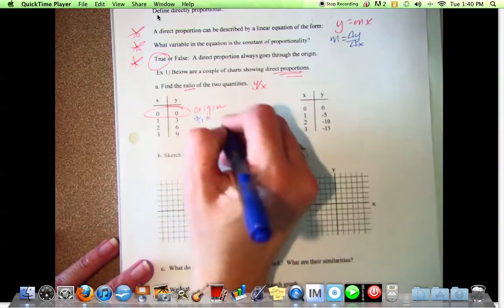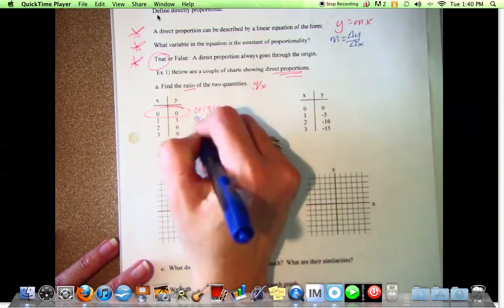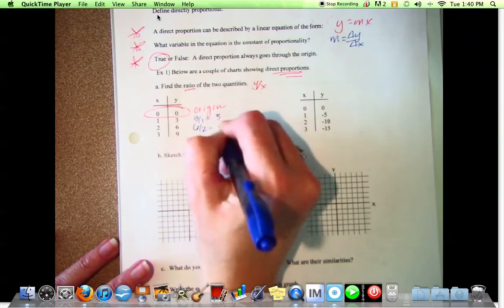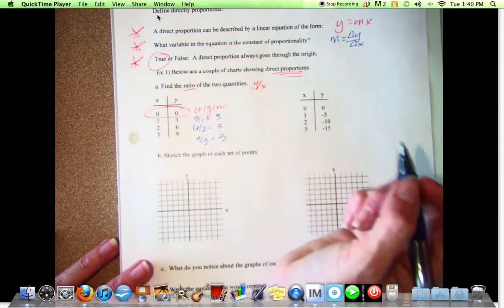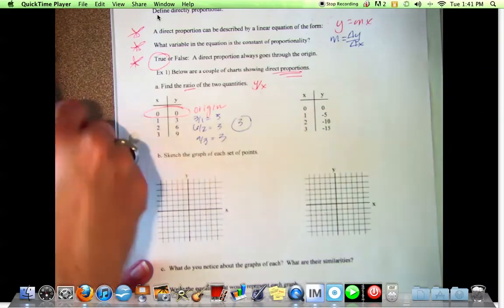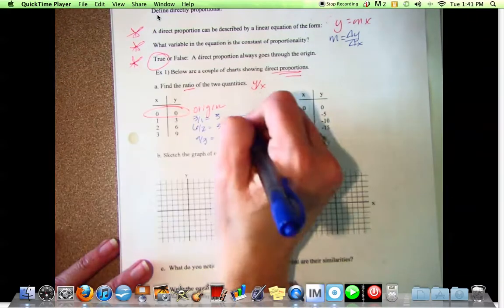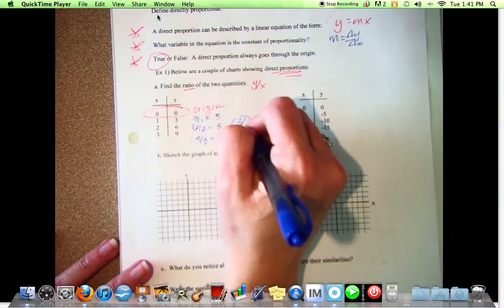So 3 divided by 1 gives us 3. 6 divided by 2 gives us 3. And 9 divided by 3 gives us 3. So what is our constant of proportionality? It is 3. It can also be written as 3 over 1.